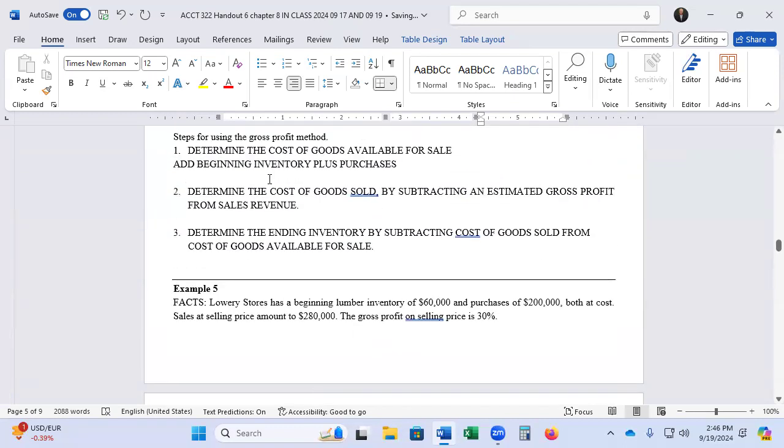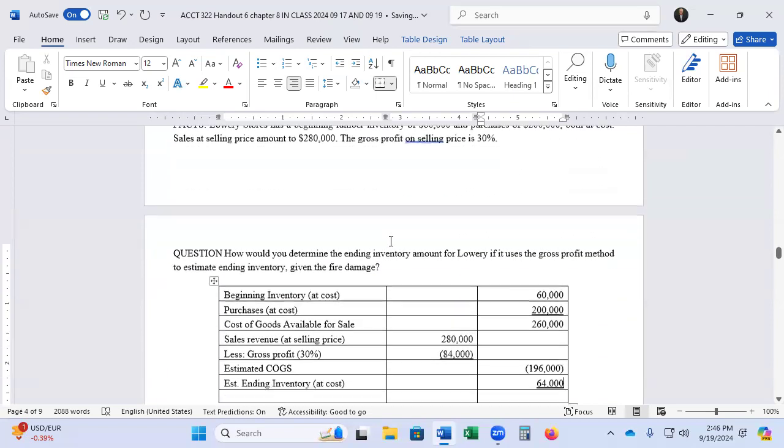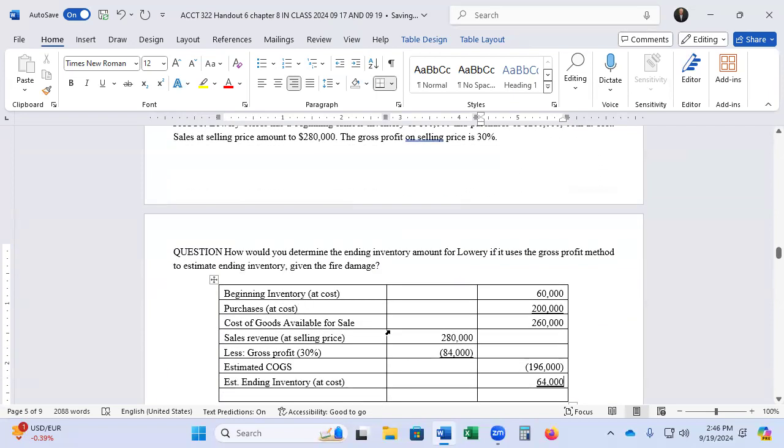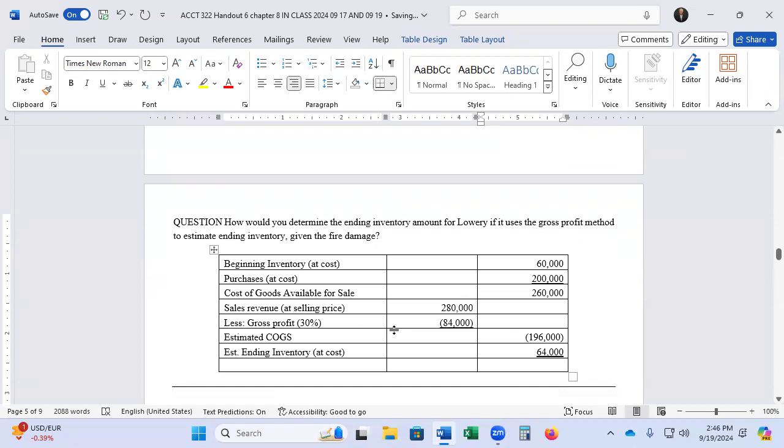So pretty straightforward. Determine the cost of goods available for sale. Determine the gross profit. Subtract that gross profit out of the sales. And that should be what's left over in inventory. Now, again, this is fine for quarterly, but at the end of the year, you can't use the estimate.